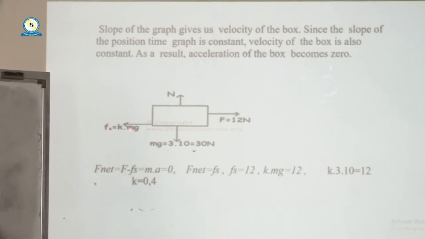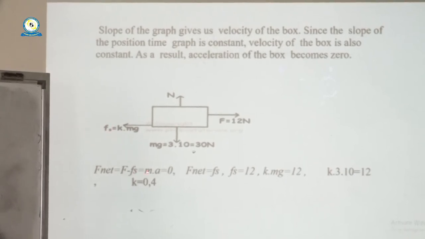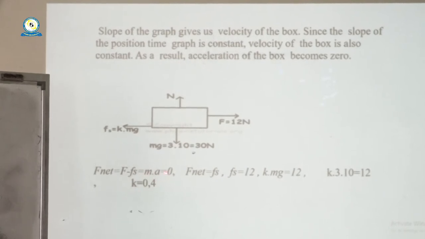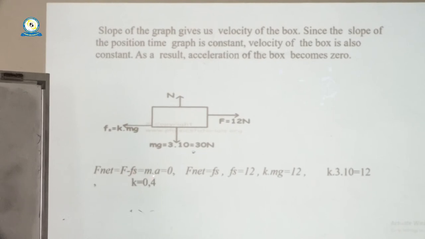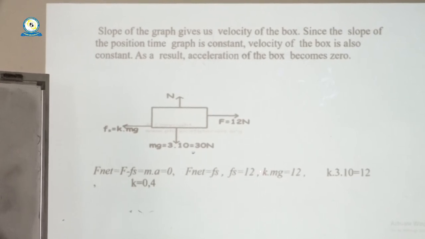Here it will be static, no movement, acceleration zero. We have acceleration equal to zero. When you rearrange, you can get this K, the coefficient of friction, K instead of mu. This is a friction force.